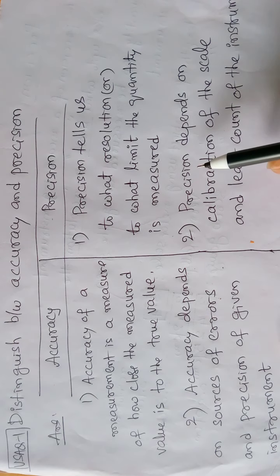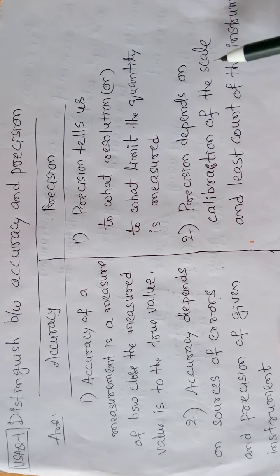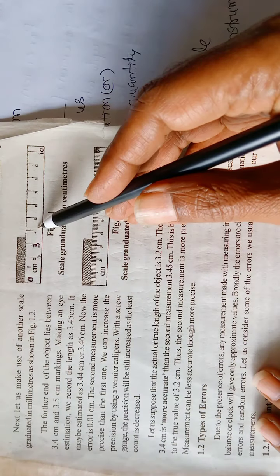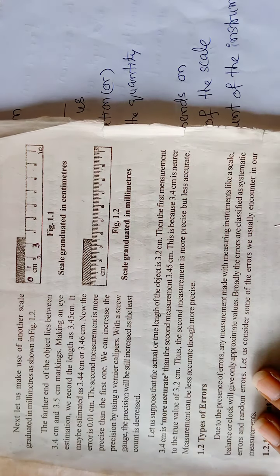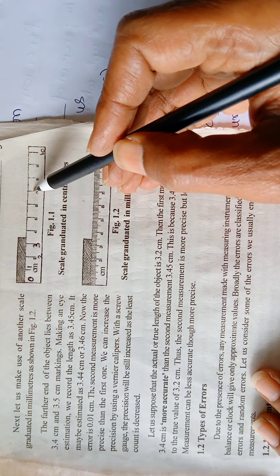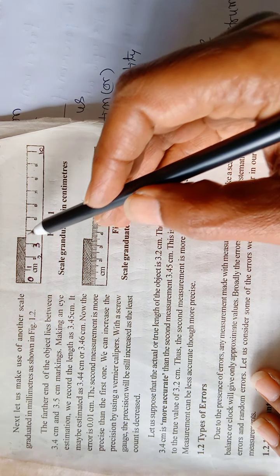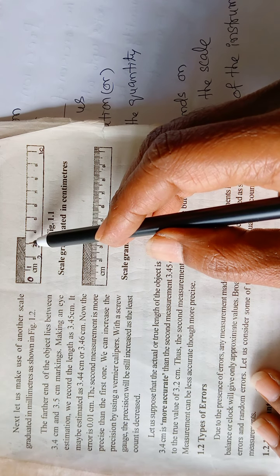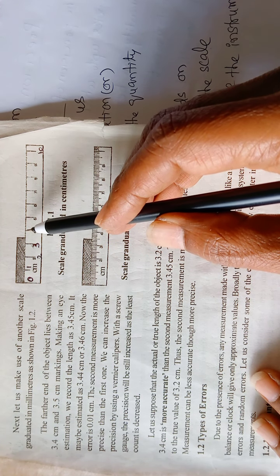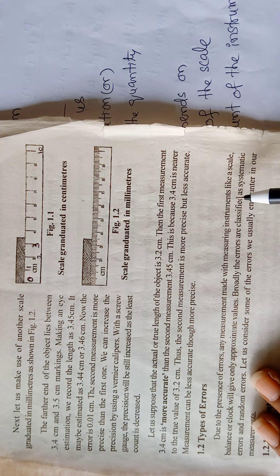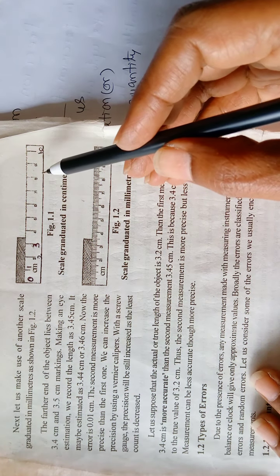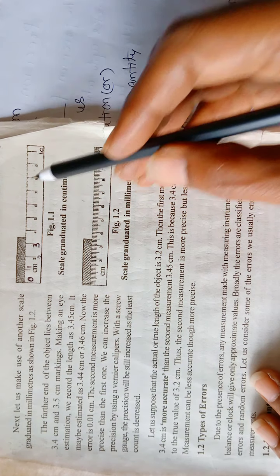Next, precision. Precision depends on calibration of the scale. See here, the proof is here. It is calibrated in centimeters. This is calibrated in millimeters. It can measure only up to 1 centimeter. Its resolution is 1 centimeter. See here to here, 1 centimeter. Here, up to 3 centimeters it could measure. After 3 centimeters, whatever extra there is, it cannot measure. So, its resolution is limited to 1 centimeter.